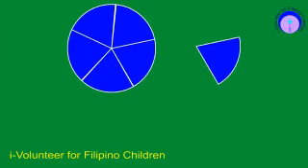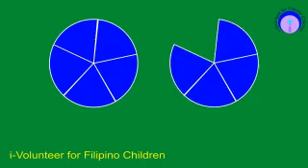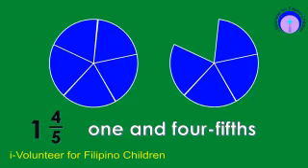In this figure, the whole circle is divided into 5 parts. In numerals, it is written as 1 1/5. And in words, it is written as 1 1/5. Another one is divided into 5 equal parts. It can be interpreted as 1 4/5. This is how it is written in words.